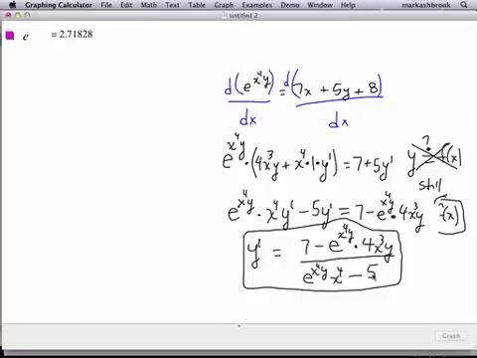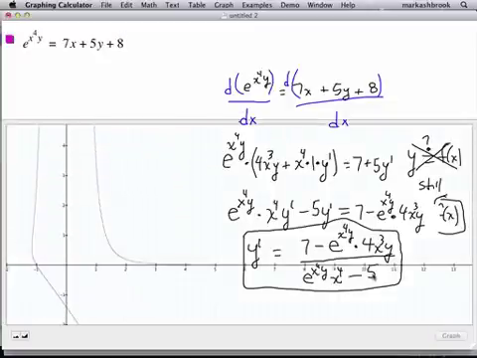e to the x to the fourth y equals 7x 5y. So let's see if there's something cool to look at here. Oh yeah.